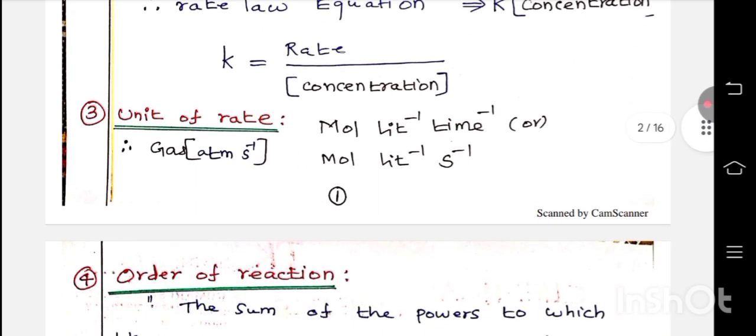Third, unit of the rate. Generally, unit of the rate is assumed mole liter inverse time inverse, or mole liter inverse second inverse. In gas-phase reaction, the unit of rate equal to atm second inverse.